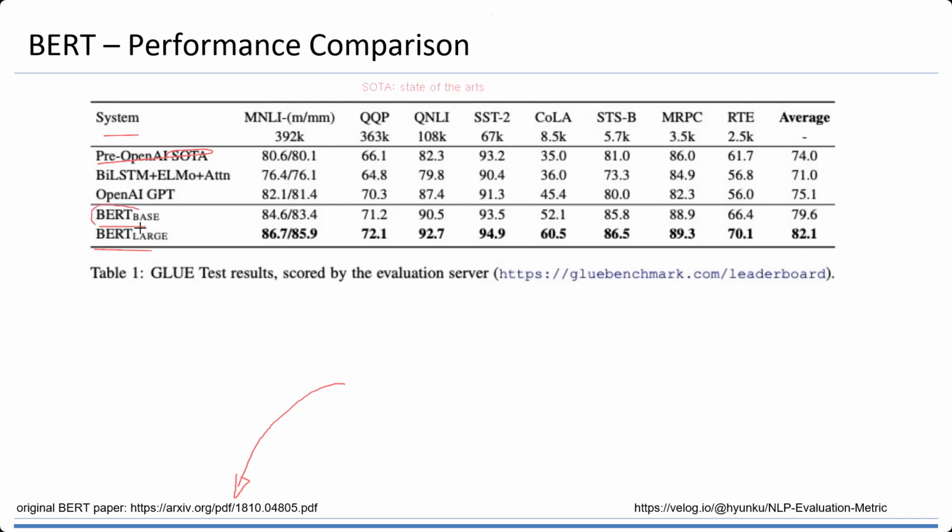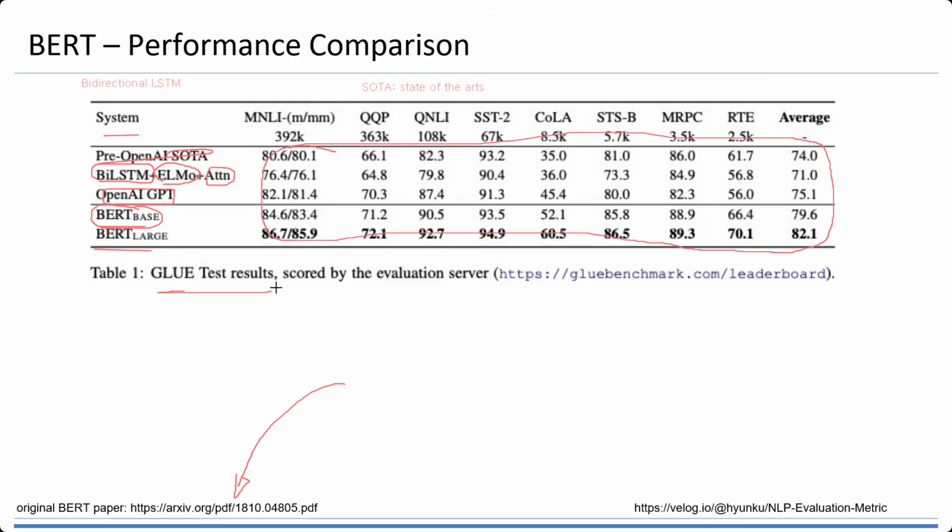And then BERT is also compared to BiLSTM. As I mentioned to you, BiLSTM is the bidirectional LSTM. So there is ELMo, which is the contextual embedding vector, and we also put the attention. And they also try to compare with the OpenAI GPT. So this is the result. They have the score, and this score has been measured in the GLUE test results.